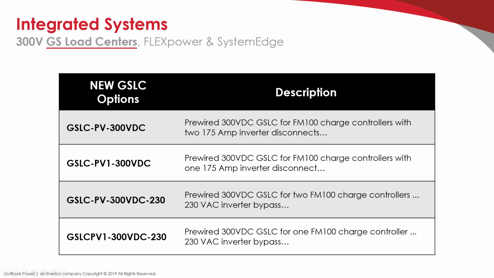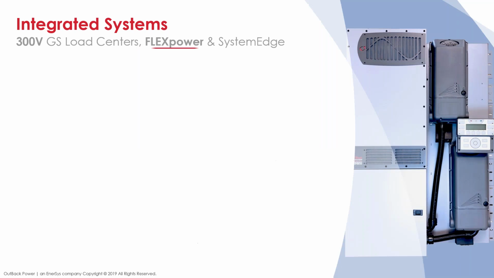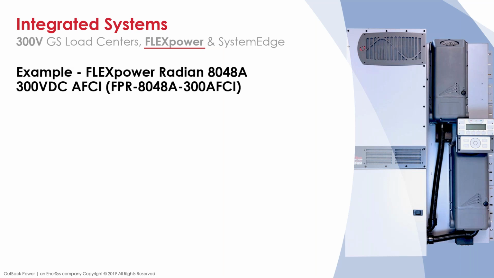I didn't list all of the components in here, but the PV2s are, of course, for 2 charge controllers. The PV1s are for a single charge controller, and we have 230 volt versions for any markets that serve 230 volt grids and loads. Those load centers are built into the FlexPower, which are the new FlexPower systems with the AFCI charge controller.